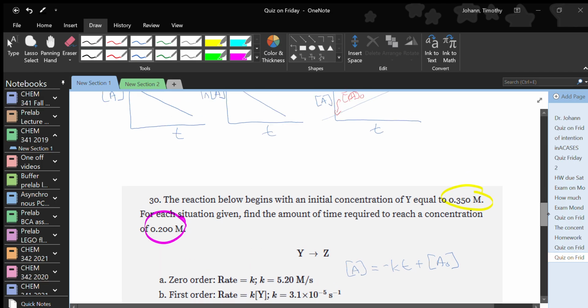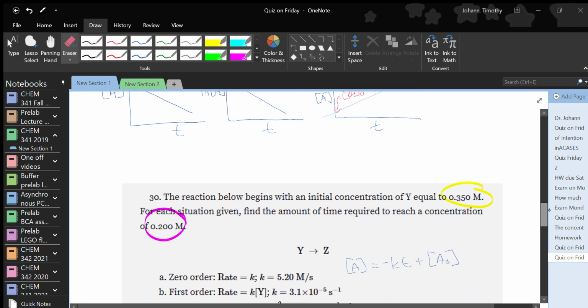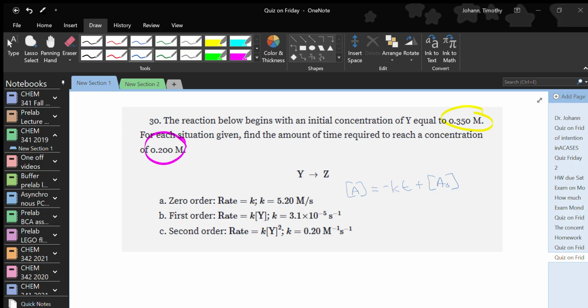Where did I get it from? I got it from here. Let me erase the red stuff over it. It's the green one, okay? And this problem is asking me for zero order. So you'll be given these equations, they'll be at the top of your tests. But let's go ahead and solve for this then.